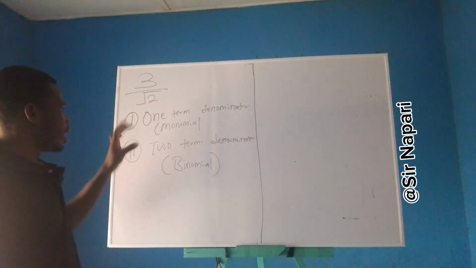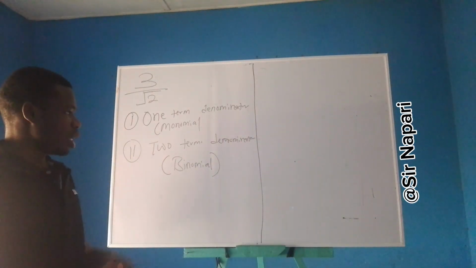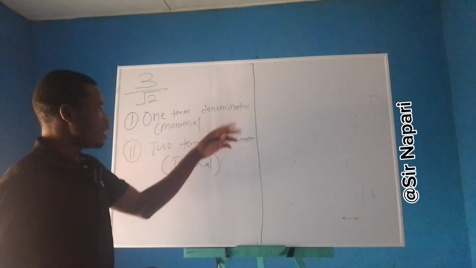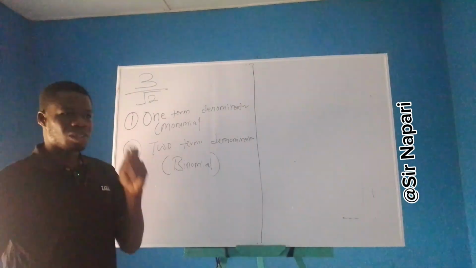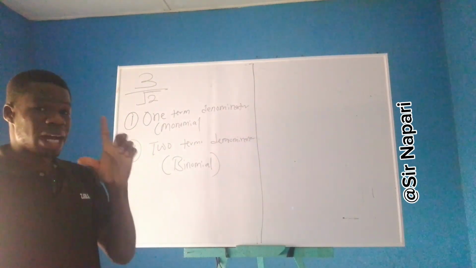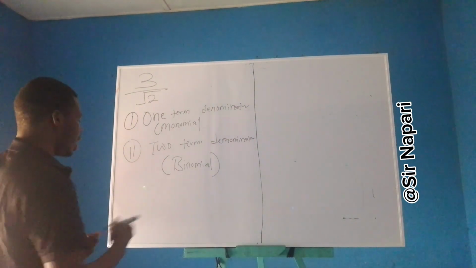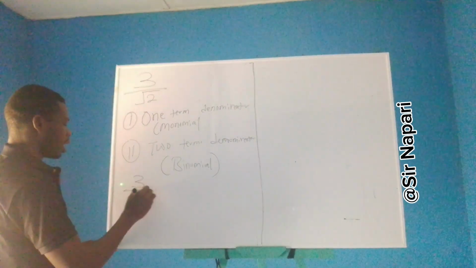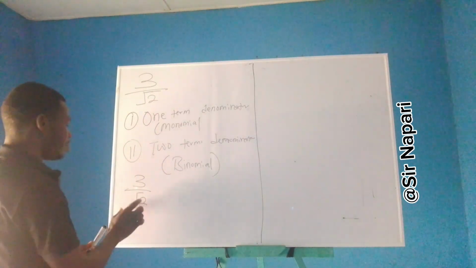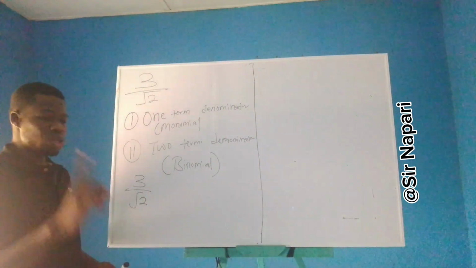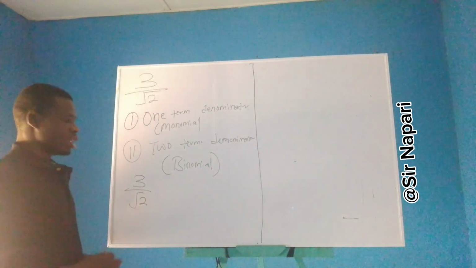Now let's take a look at the first one, 1-term denominator or a monomial. When we say a monomial or a 1-term denominator, it refers to a fraction which has only 1 term as the denominator. For example, in our example here, we have 3 divided by root of 2. The term as the denominator is only 1, the root 2, and so this is called a monomial.